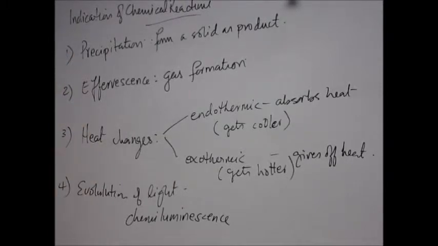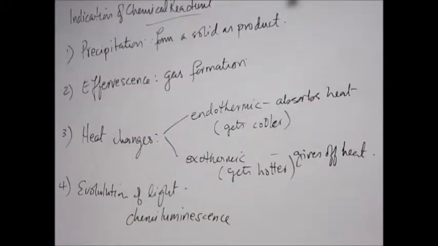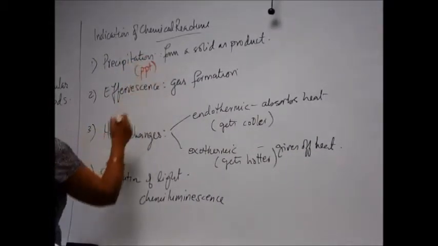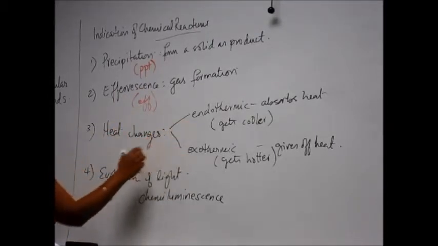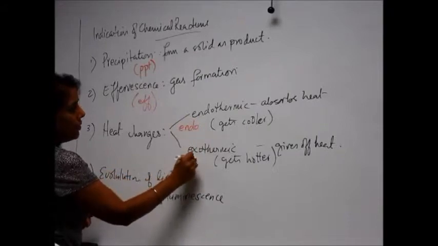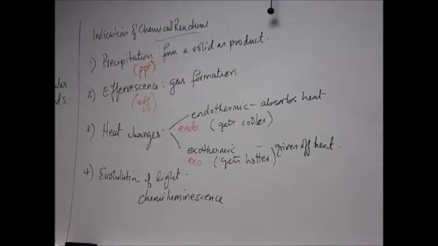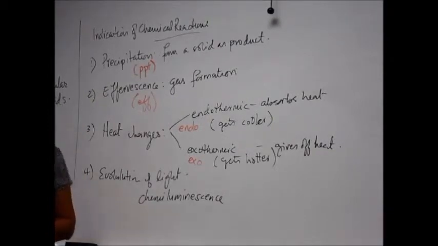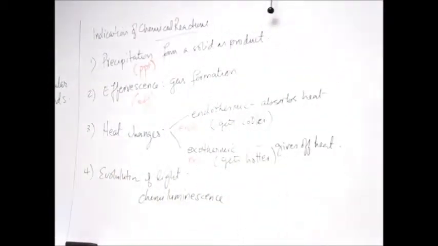Anyhow, these are your 4 ways that you can actually tell that you have any kind of chemical reaction going on. Okay, they all have short terms as well. So for example, for precipitation, you can use PPT. For effervescence, you can use EFF. For heat change, the endo and the exo. So you can just use endo and exo for these two. And evolution of light, chemiluminescence, I'm very sorry, that's the only place where you'll see it. We don't do any of these reactions over here, and we don't have a short term for this either. It's the only one that really needs it.